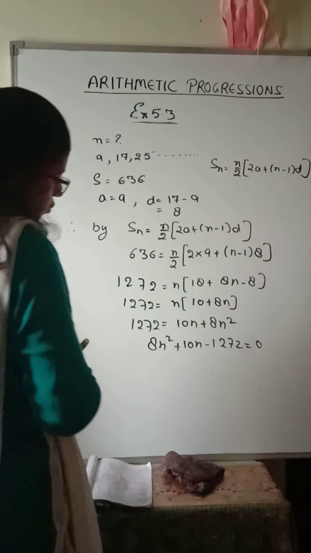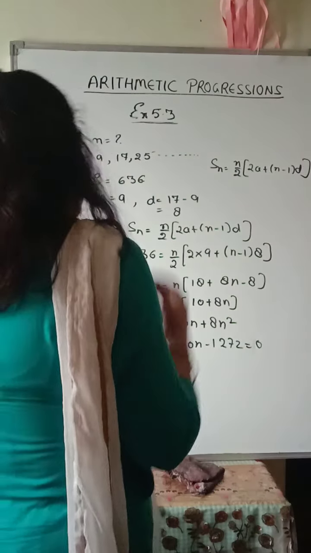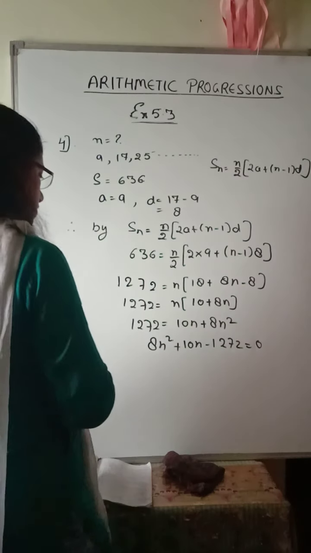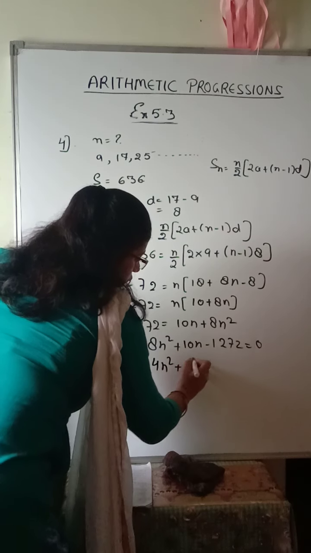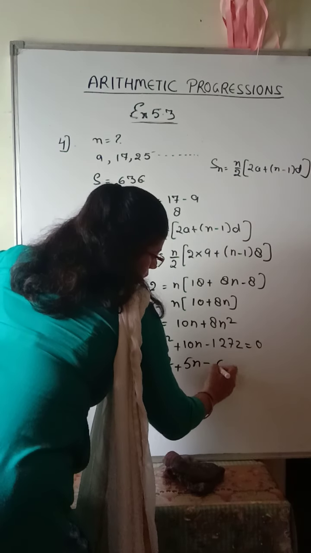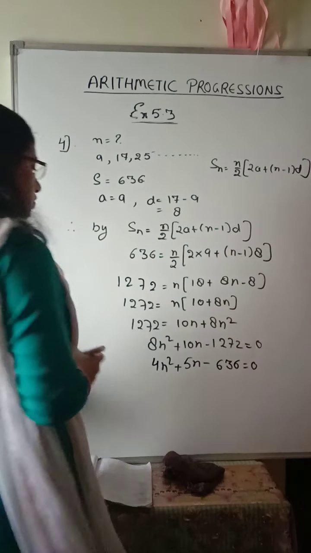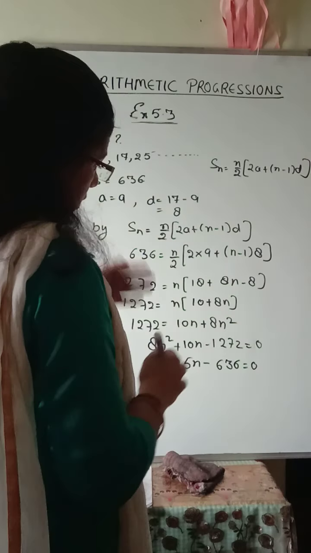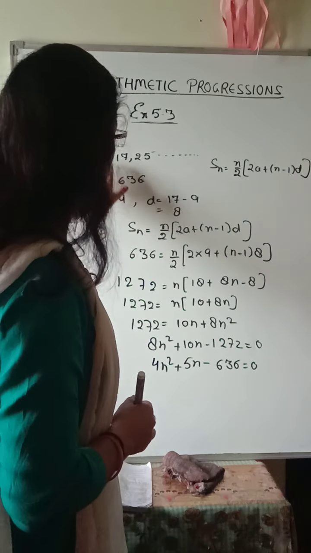We can cancel out the whole equation by 2. So 2 fours are 8, so it will become 4n square plus 2 fives are 10, so 5n, minus 2 sixes are 12, 2 threes are 6, 2 sixes are 12, so 636 equals 0. This equation we got. Now we have to find the value of n from here.